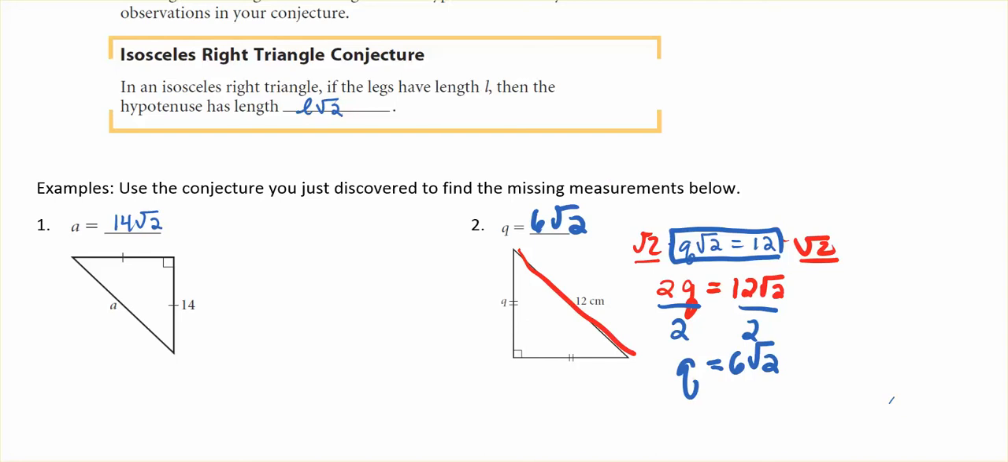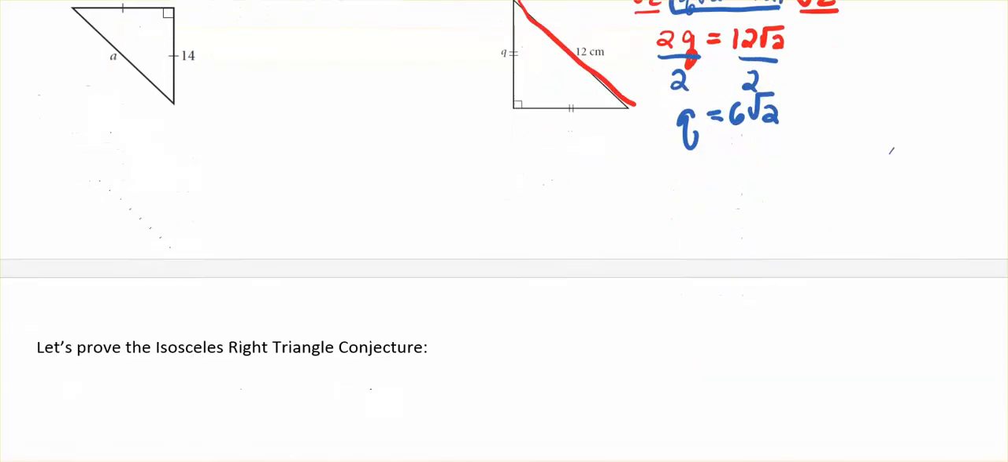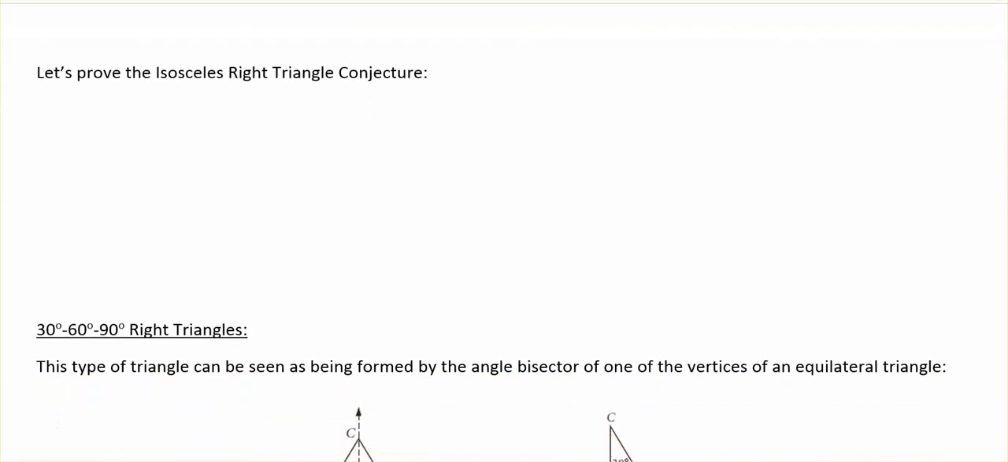Now, actually, the isosceles right triangle conjecture is very easy to prove. So we are going to do that right now.